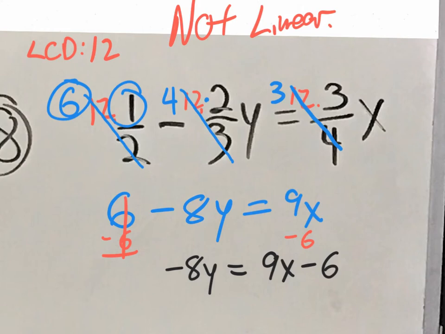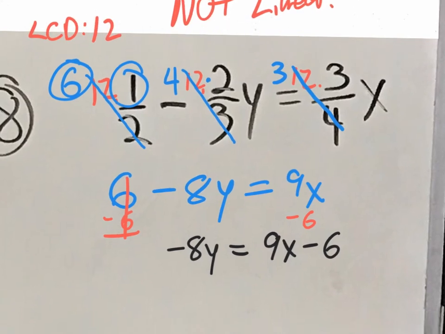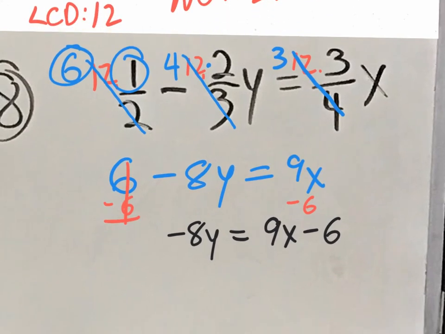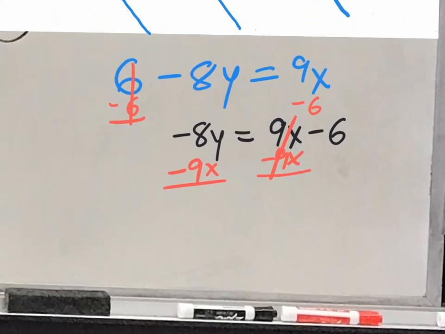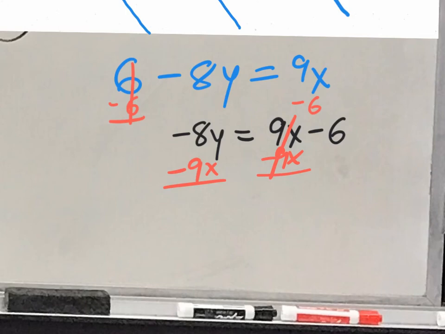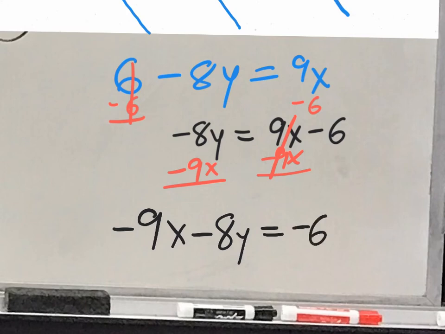Is it in standard form now? Still need to move, right? Let's move the 9x over to the other side. So I'm going to subtract 9x. 9x take away 9x is 0. Take away 9x over here. You can't really subtract those, so you're just going to rewrite it. So let's rewrite it. It's going to be negative 9x minus 8y equals negative 6.